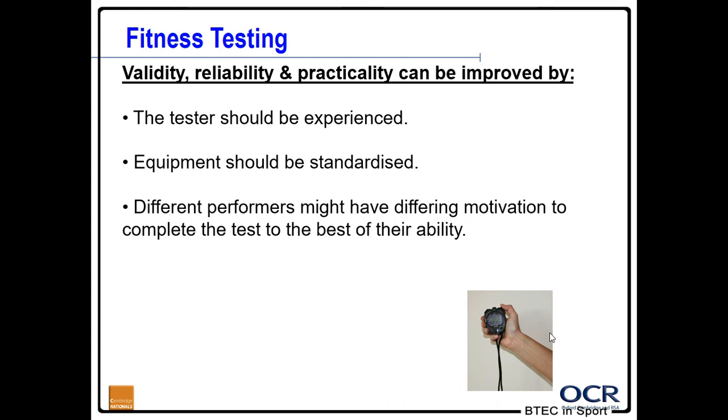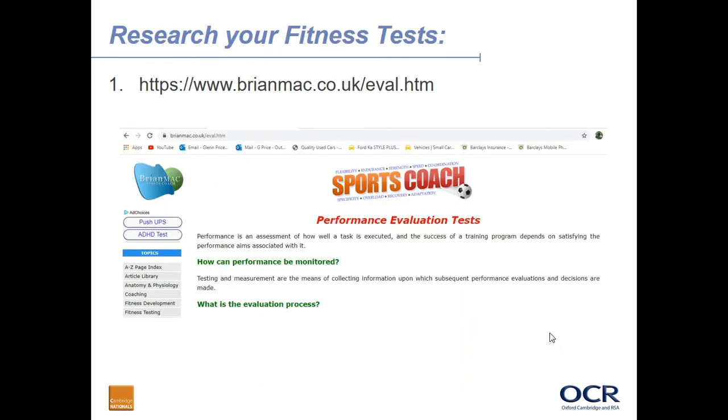Different performers might have differing motivation to complete the test to the best of their ability. So you need to consider that too. Tests should be repeated to avoid human error. So if you can do them multiple times, 3 times typically, no more, then you can get an average of those.